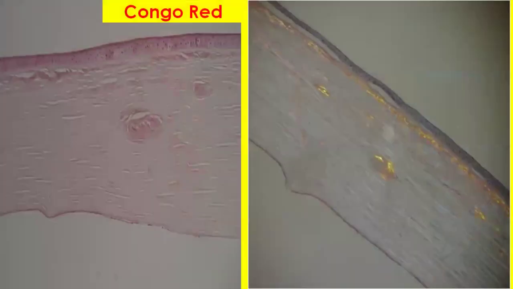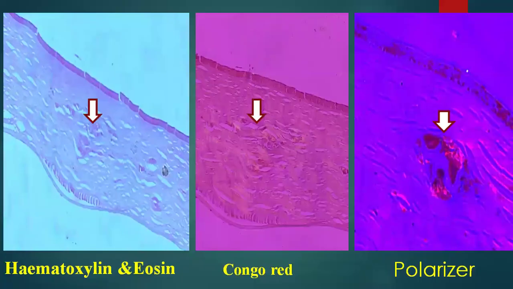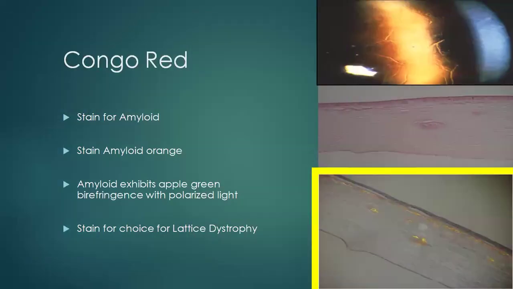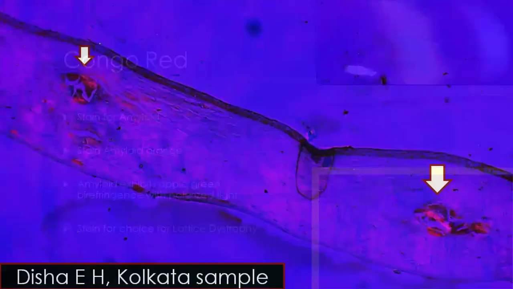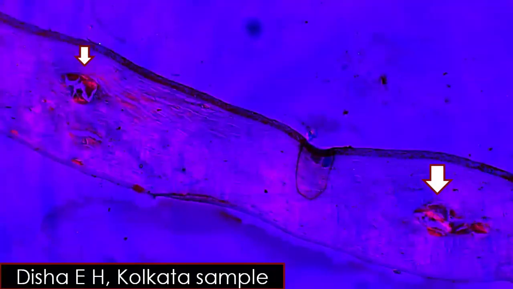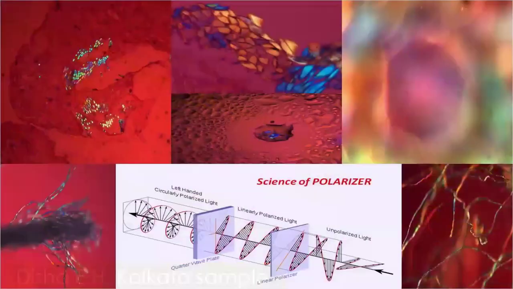And what is important is that in Congo red, we stain with birefringence, and this is hematoxylin, Congo red, and polarizer, we get an effect. Other stains are also used, for example thioflavin T or S or crystal violet. Now, this is a specimen that Disha hospital sent me, and we have documented it in low power, a lattice dystrophy. Just a few days back, I documented it.